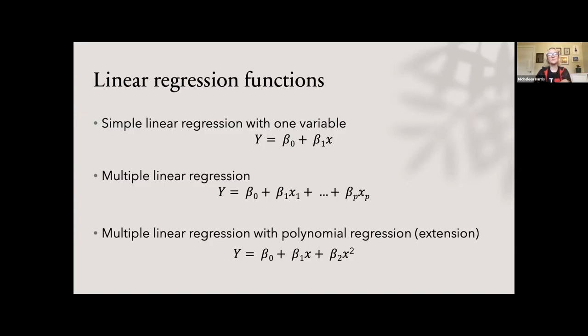There are extensions we can take with linear regression, such as polynomial regression. So you may see this where we have one variable, x, but we have a coefficient term, beta 2, which is multiplied by the square of x. And this can help us model a non-linear space. Great.